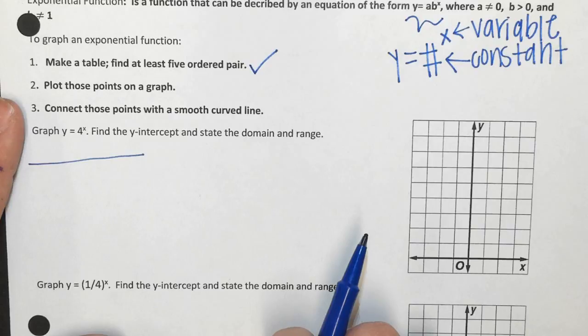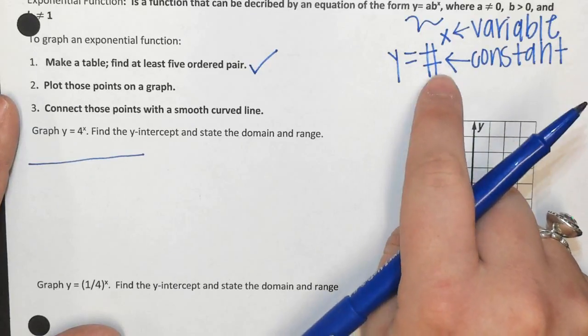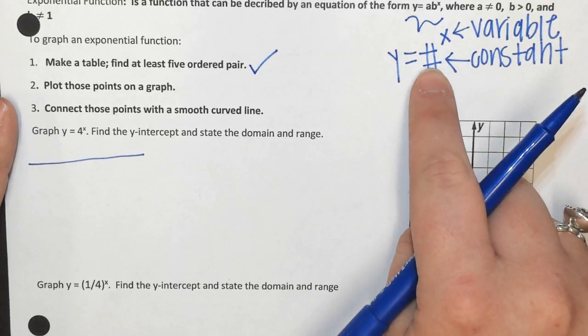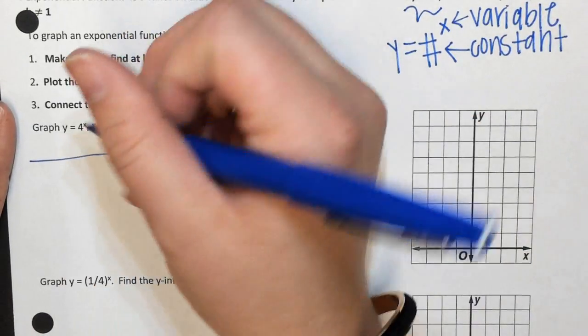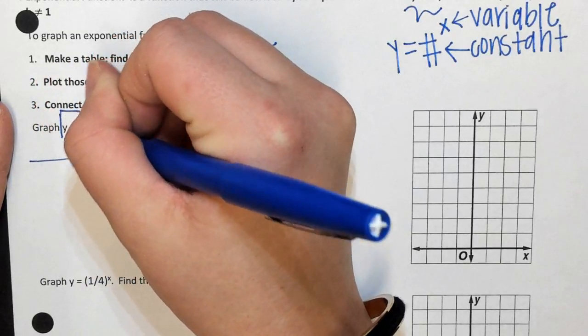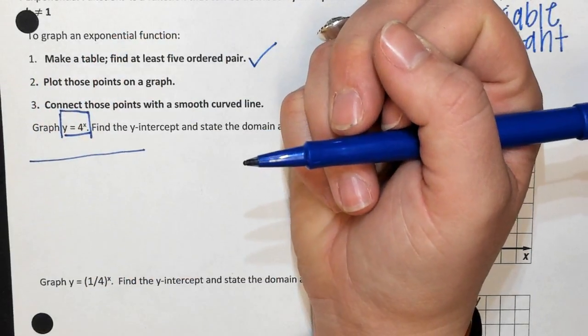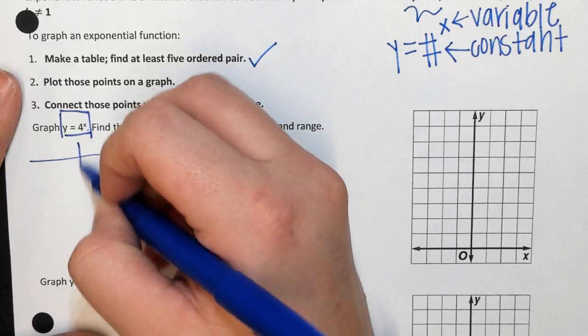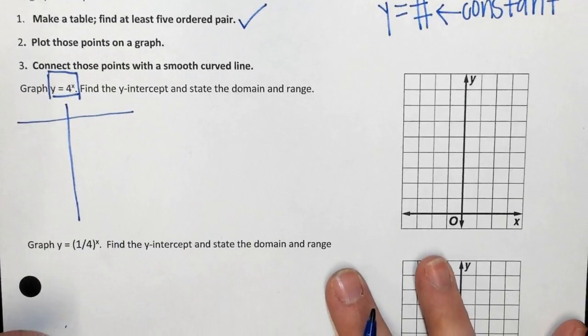Is the number your constant? Mm-hmm. This is what y equals, and then there's going to be a number here. Okay, so in this example, our equation is y equals 4 to the x power. So let's make a table, just a t-table.